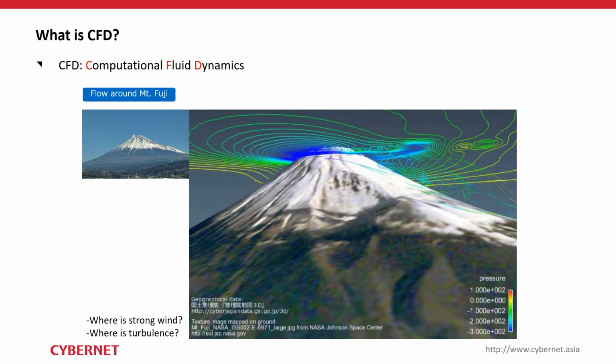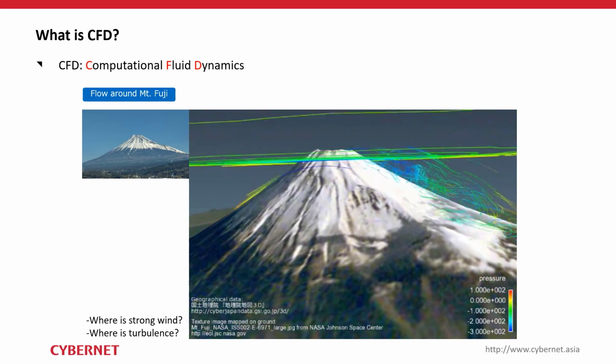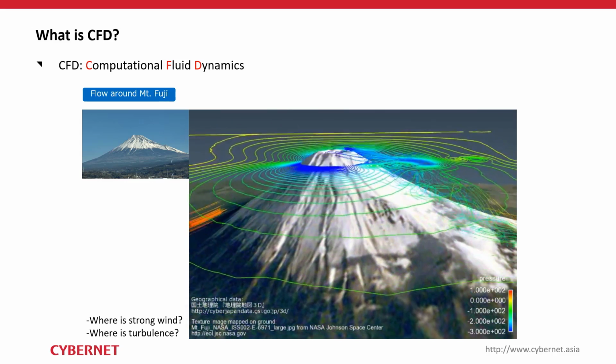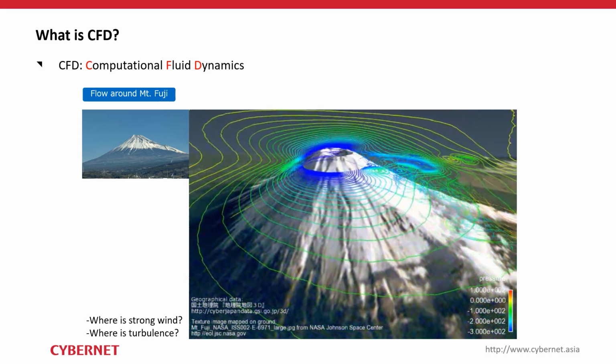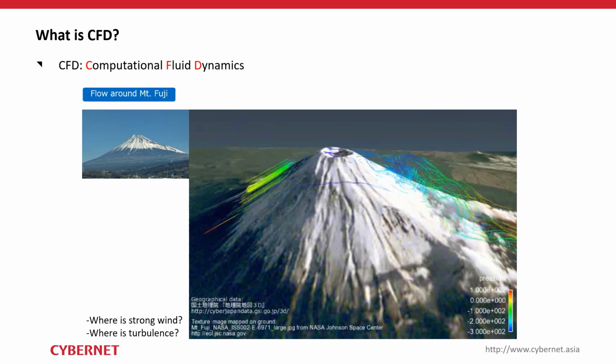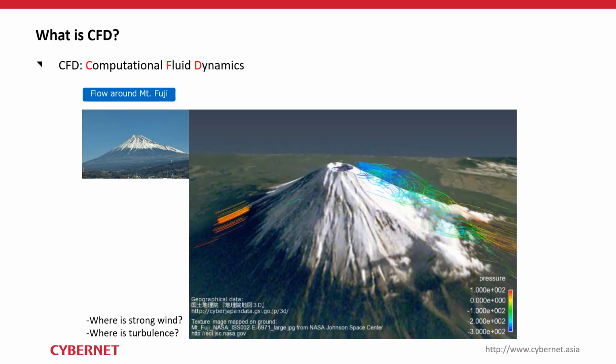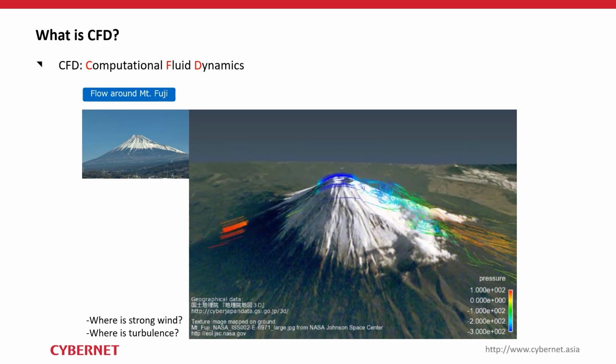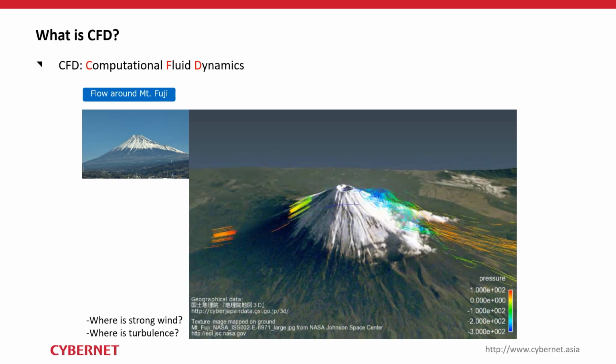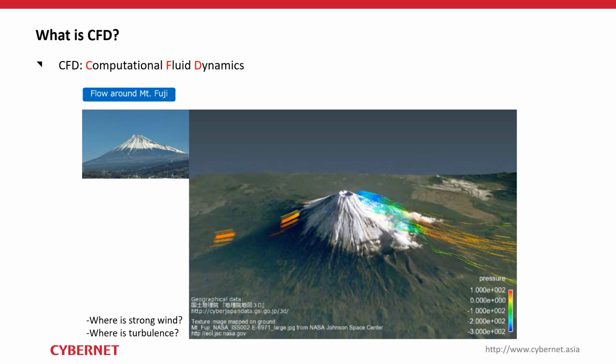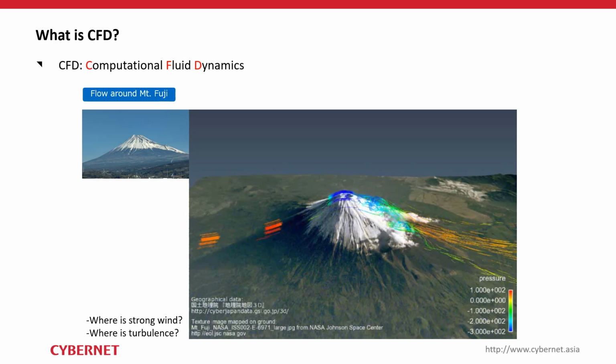With that, we can evaluate something like what you see on your screen right now: the flow pattern around a structure, in this case a very large structure, Mount Fuji itself. To do so, CFD analysis is required. You can evaluate the regions where strong wind occurs. We can also evaluate the vortices or the turbulence going on around this particular mountain, and so forth. CFD allows you to do that.